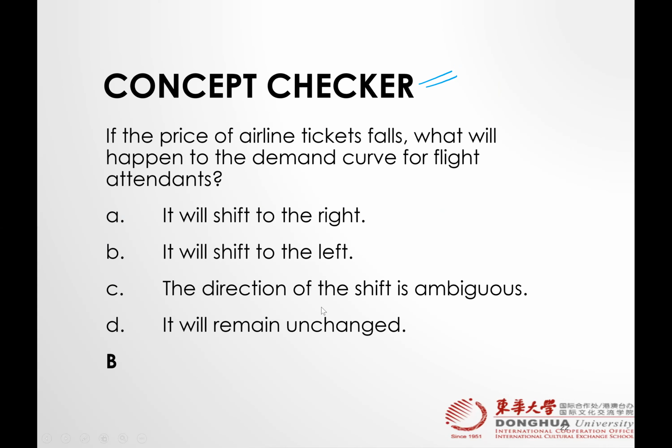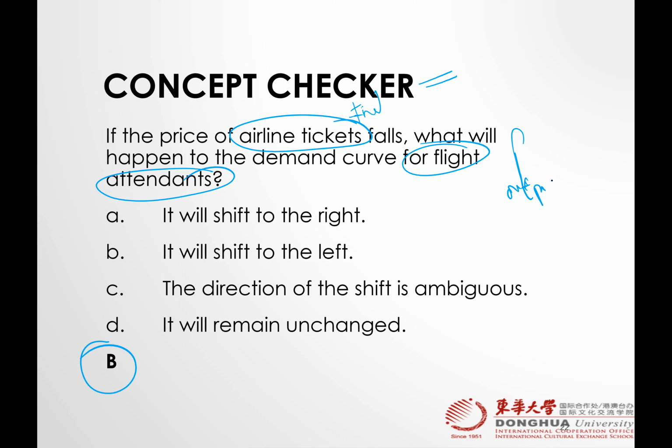I think A, because if the... Oh, okay. Not A. If the price of airline tickets falls, the price of the final product falls, right? And since the flight attendants are labor, which is a factor of production, the demand for the factor of production also falls, because this is derived demand. If the output price falls, the quantity demanded of the factor of production also falls. Right, guys? David.